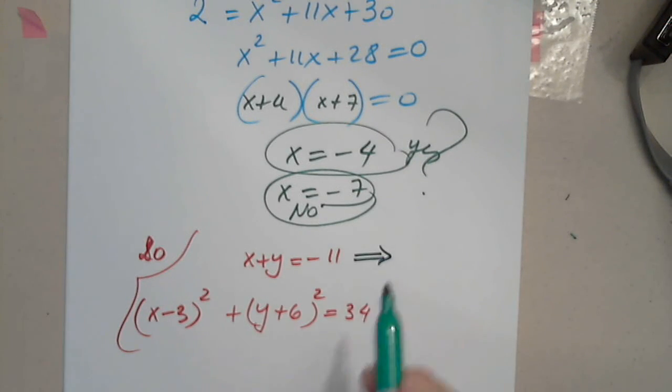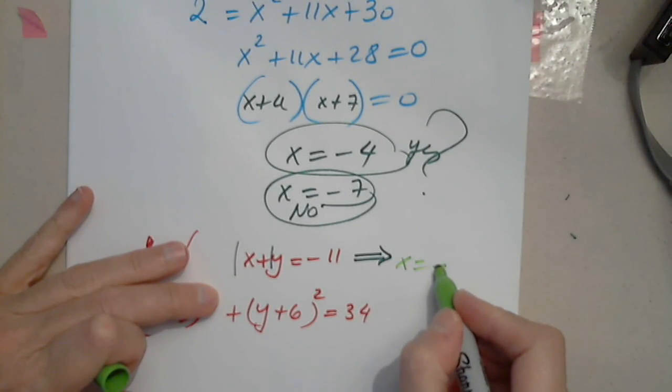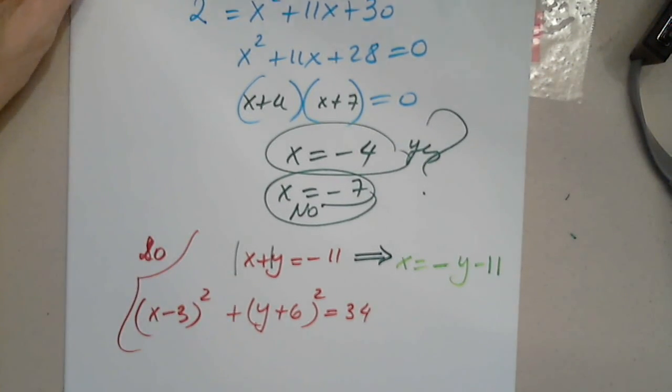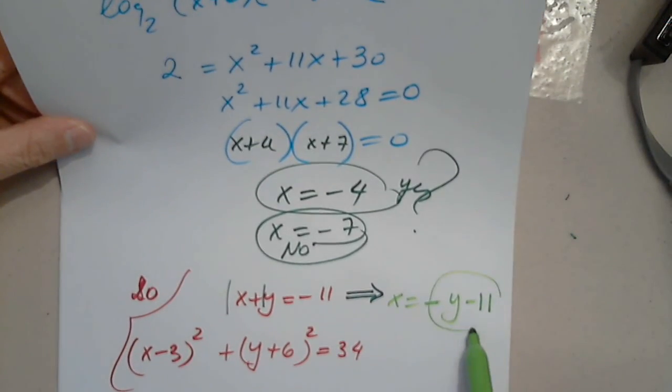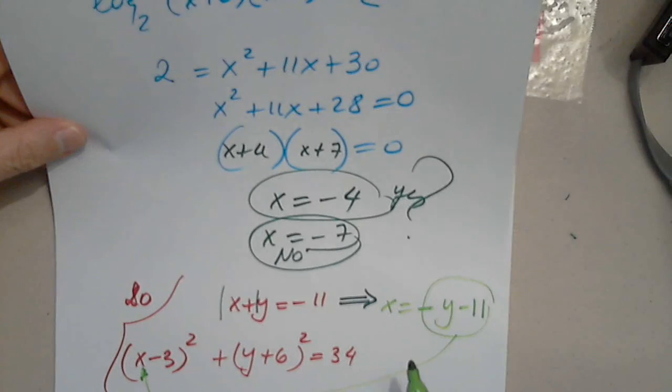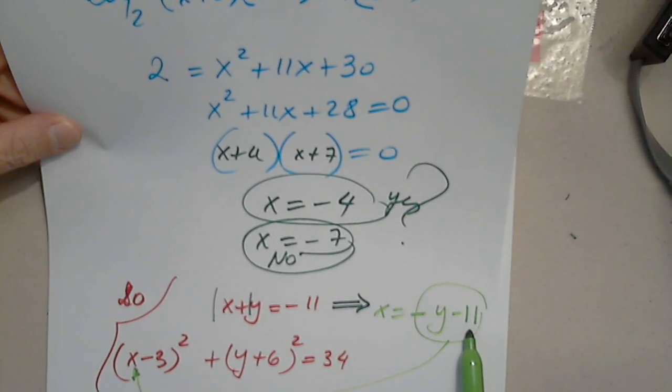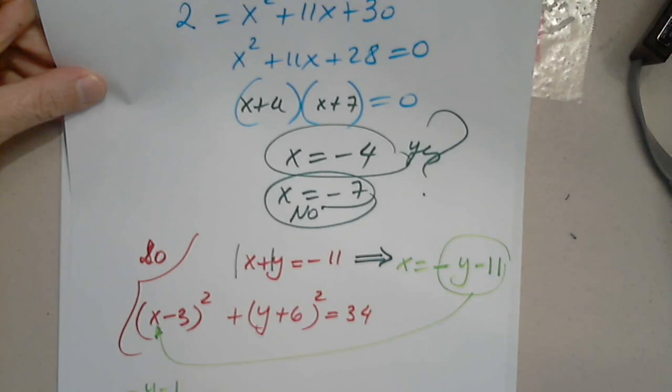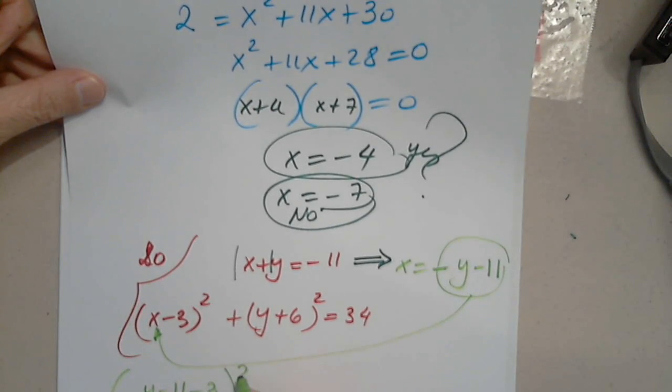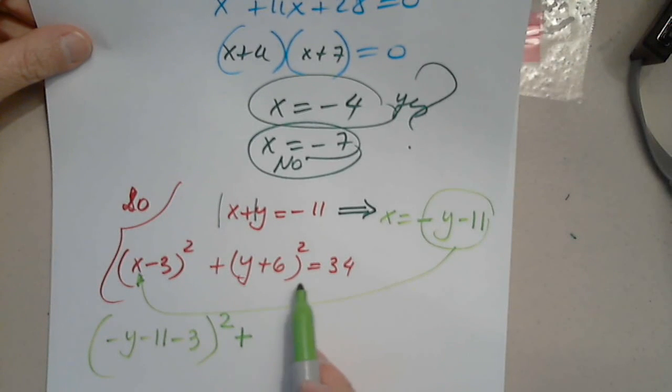It doesn't matter which one you want to substitute for because both of them have 1 as coefficients. So we solve for x or we solve for y. It does not matter. Which one would you like to solve for? X. Perfect. Okay. So then I have x equals negative y minus 11. I will replace x in the second equation by negative y minus 11. So negative y minus 11 minus 3, everything squared, plus, I'm going to expand this.